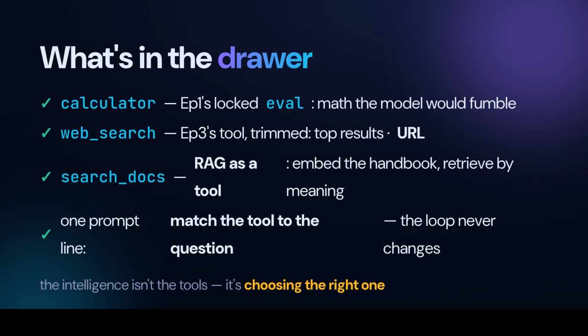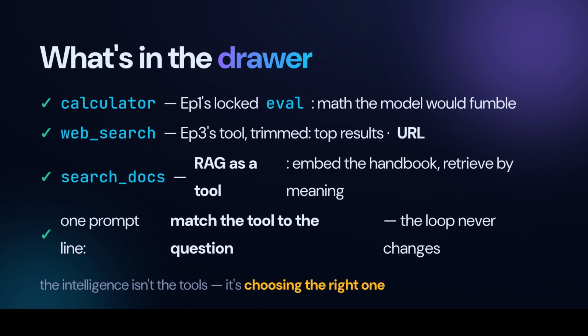So what's in the drawer? 3 tools, and you've met most of them. The calculator is the lockdown one from episode 1. Real Python, doing the math the model would fumble, restricted to digits and arithmetic, so it's safe to run. The web search is episode 3's tool, trimmed back to the essentials. A query in, the top results out, each with its URL.